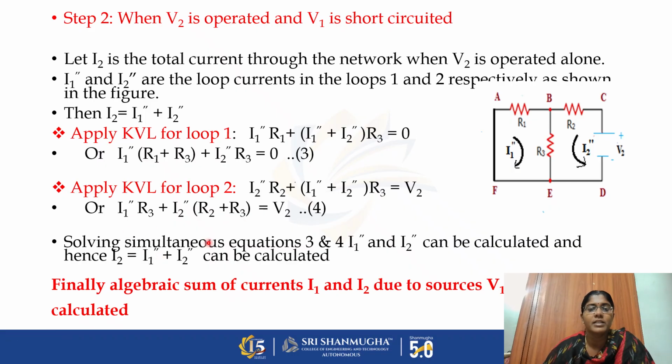By solving equations 3 and 4, you can get the values of I1 double dash and I2 double dash. After getting these values, you can calculate I2, which is equal to I1 double dash plus I2 double dash. Finally, the algebraic sum of the currents I1 and I2 due to the voltage sources V1 and V2 can be calculated. So that is what we need to find.